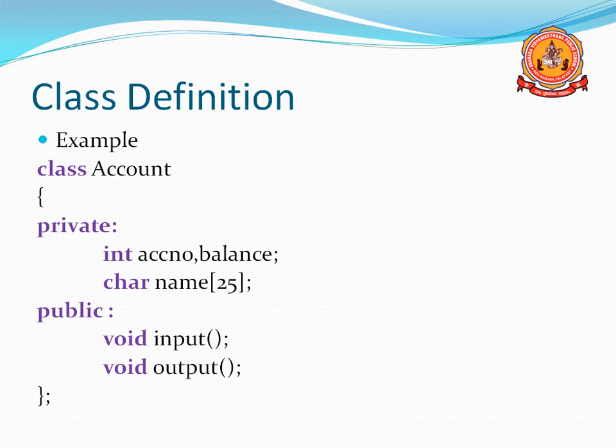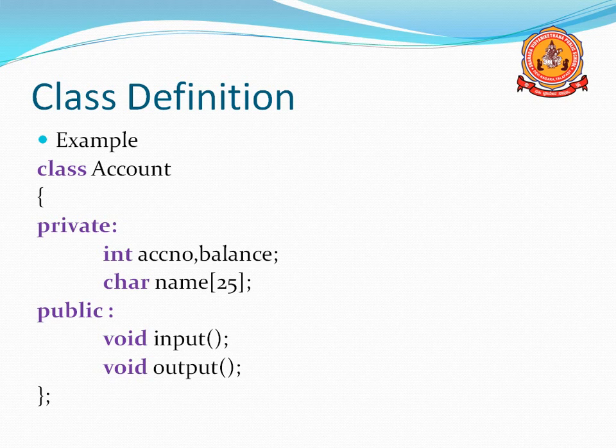In this example, the class definition: here class is a keyword, then the class name. Here I used the class name as Account. Account is the class name, then an open curly bracket, and at the end a closing curly bracket with a semicolon. That is, a class should always be enclosed with an open curly bracket and, at the end, a closing curly bracket and semicolon.